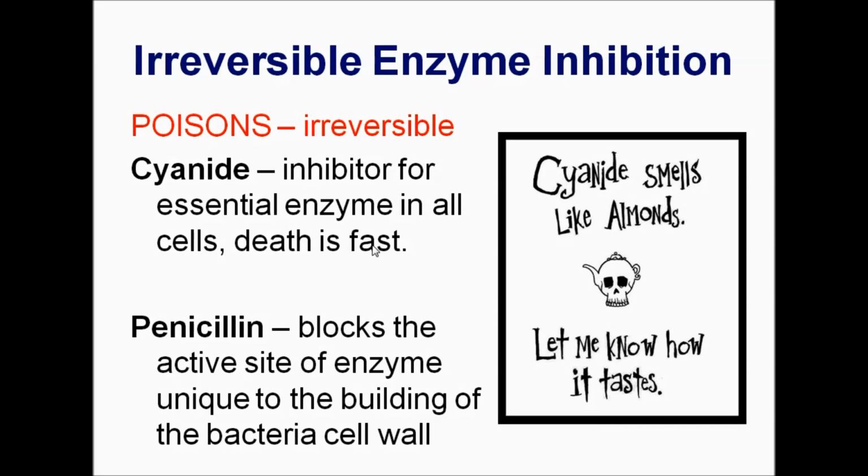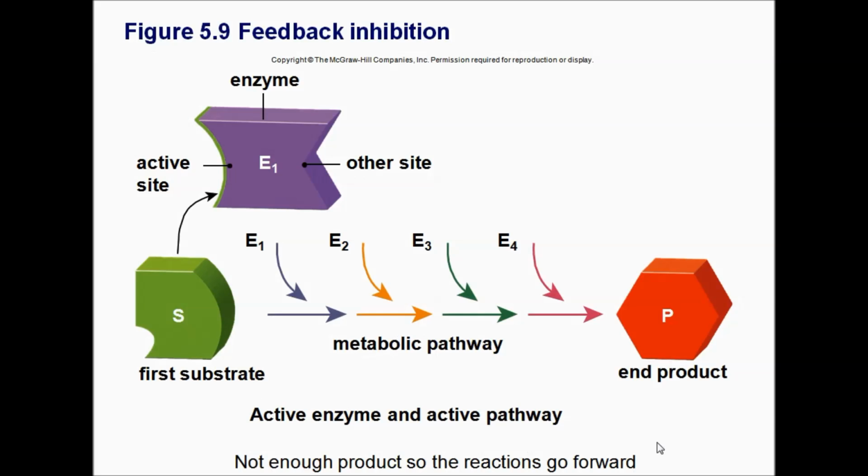Poisons are irreversible. Cyanide does that very thing. Penicillin does it to bacteria, not to us, but bacteria. It doesn't kill bacteria cells. It only stops the enzyme for building new cell walls. So once you start taking penicillin, it won't kill what you've got. Your body has to take care of that. But it won't let that bacteria continue to produce new little organisms because it cannot build a cell wall, because the enzyme is not functioning.